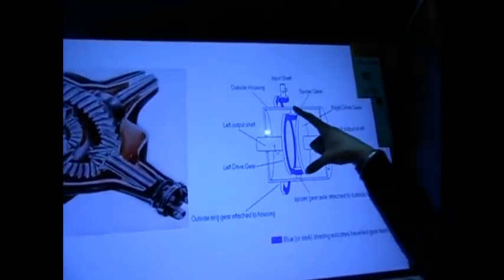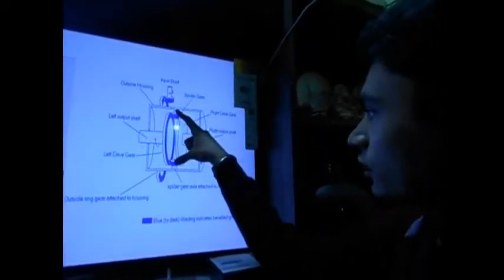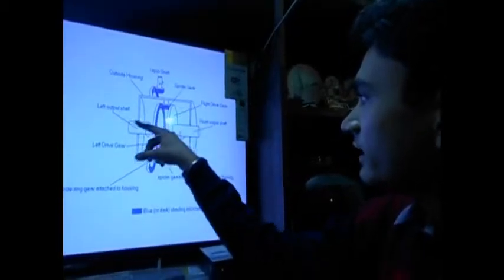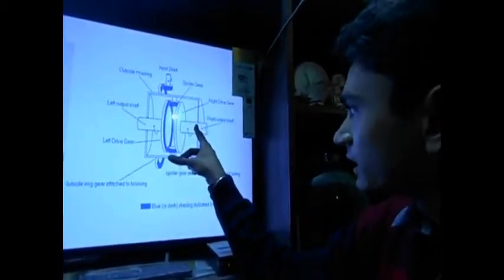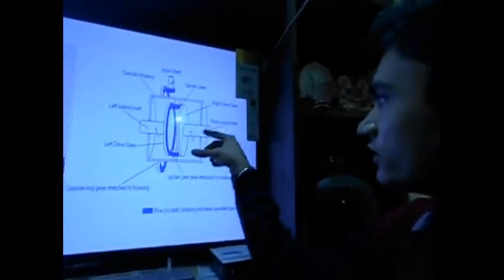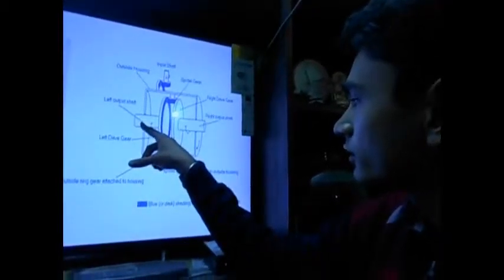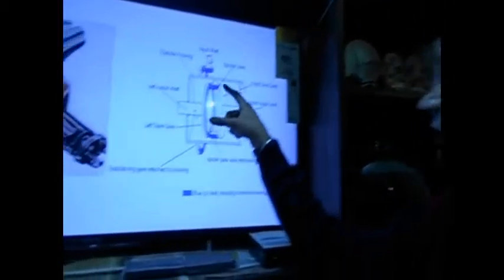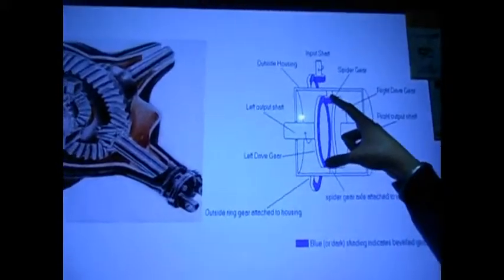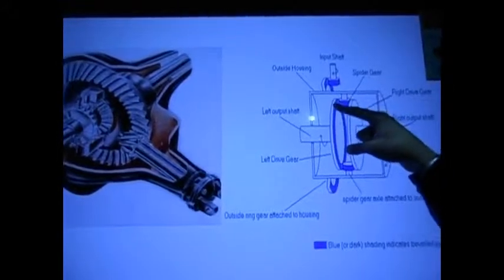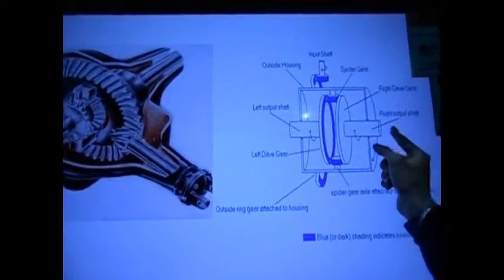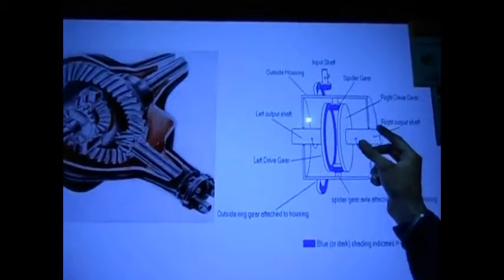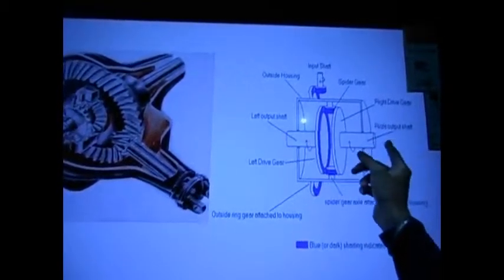In a normal situation, the spider gears do not rotate on their own when the left and right loads are balanced. If the left and right loads are not balanced, suppose the left load is higher than the right load, the spider gears rotate in such a way that they give the left output shaft a higher velocity than the right output shaft, based on the load on the left or the right output shaft.